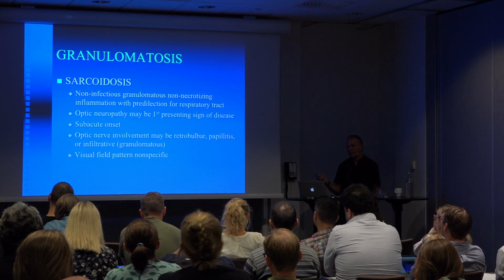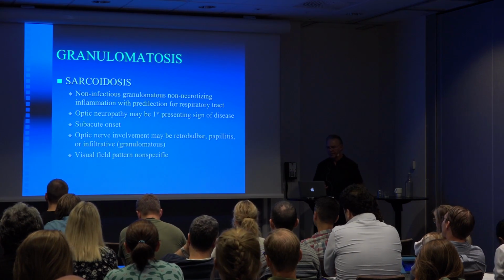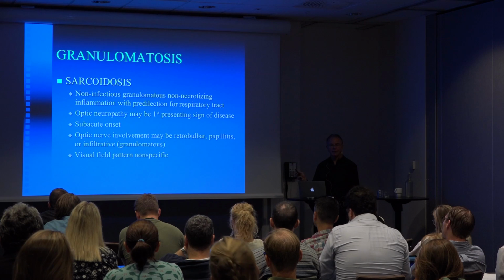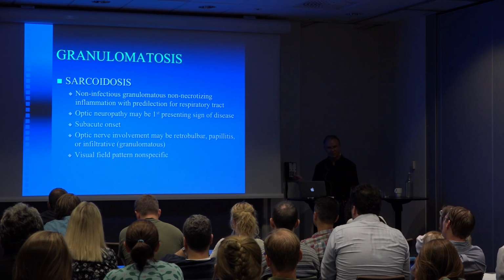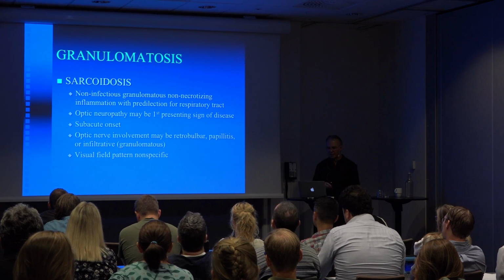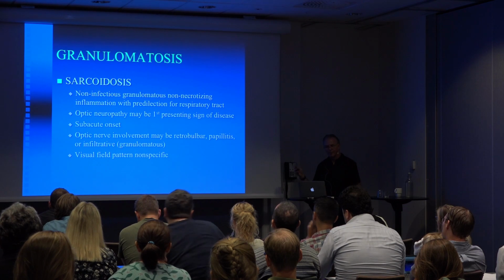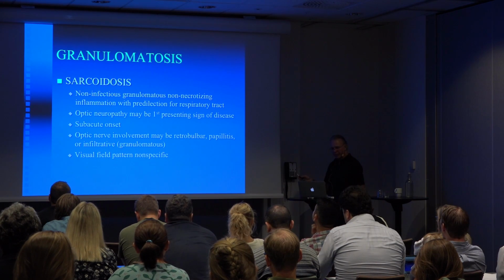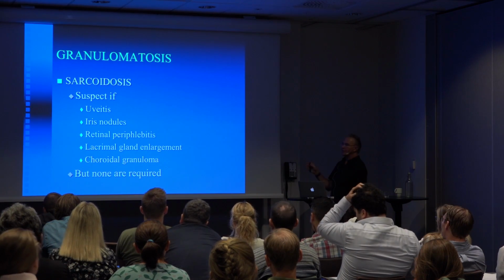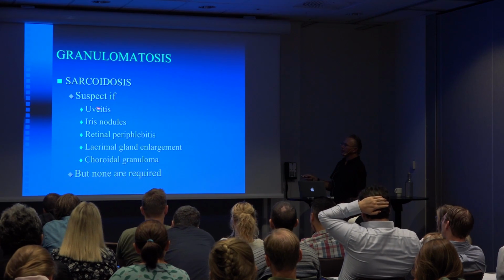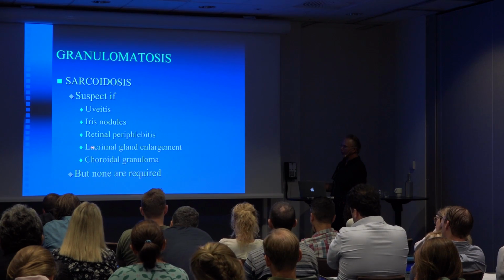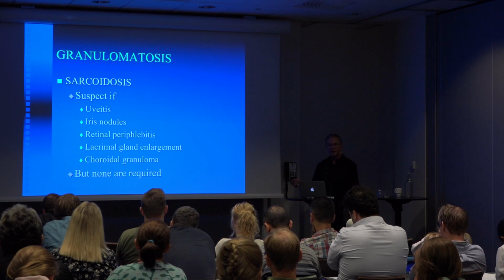So this is non-infectious, presumably anyway, granulomatous, non-necrotizing inflammation, with a predilection for the respiratory tract. The optic nerve disease may be the first sign of sarcoidosis. So maybe no other preceding things, no other symptoms. And the onset is slower usually than the typical optic neuritis. You may have retrobulbar optic neuritis, papillitis, infiltrative, and whatever visual field you might have. So you want to think about this if it's an atypical picture, but also if there's uveitis associated, if there are iris nodules, if you see the other things that point you towards sarcoid, like lacrimal gland involvement. But none of them are required.